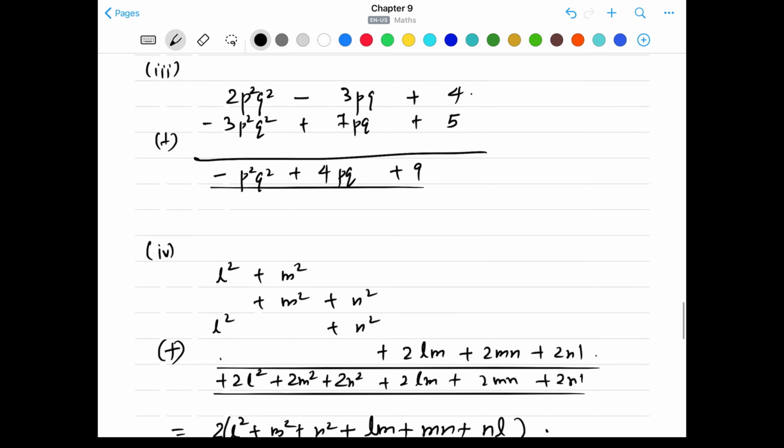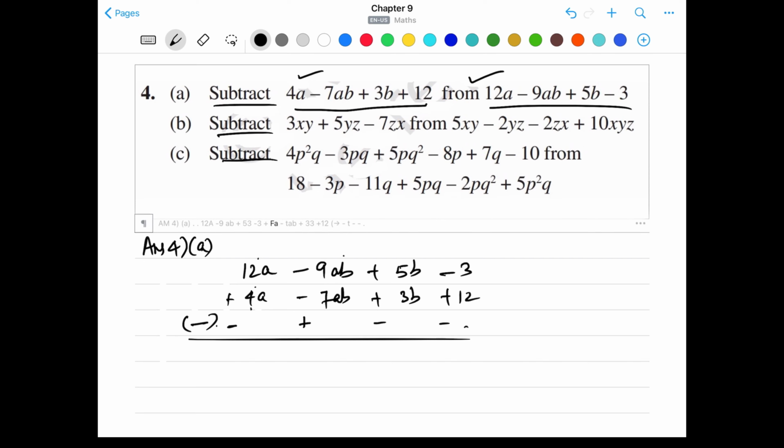Okay, so here we have plus 12A minus 4A. Plus 12 minus 4 will give us 8A. Okay, now this minus 9AB and plus 7AB will give us, so minus 9 plus 7 will be minus 2AB. Okay, now we have plus 5 and minus 3. Plus 5 minus 3 will give us plus 2B. Okay, this minus 3 and minus 12 will give us minus 15. So that's the answer of this question.